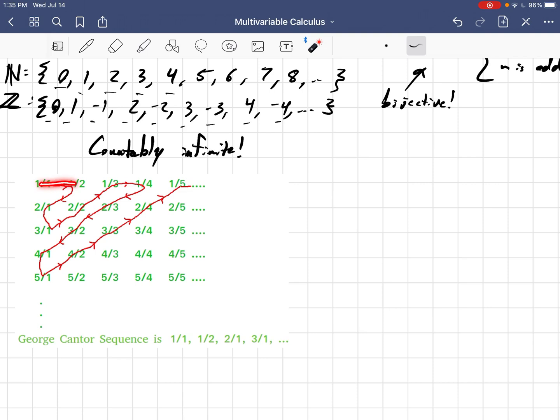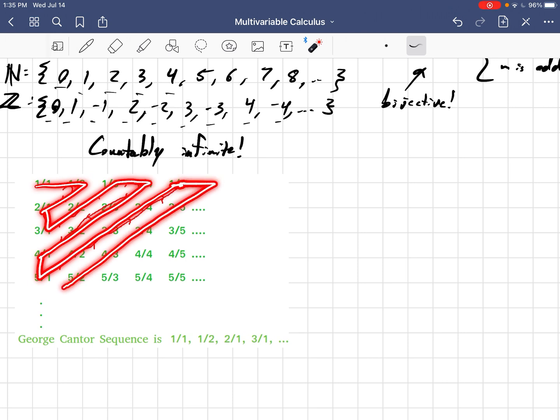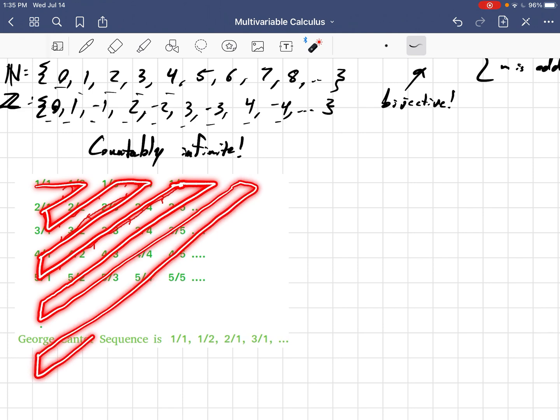We're going to count, we're going to say 1 over 1, 1 over 2, 2 over 1, 3 over 1, 2 over 2, 1 over 3, 1 over 4, 2 over 3, 3 over 2, 4 over 1, 5 over 1, 4 over 2, 3 over 2, 2 over 4, 1 over 5. And we're going to continue on that zigzag, right? Like this, like that, like that, like that, like that, and so on, right?